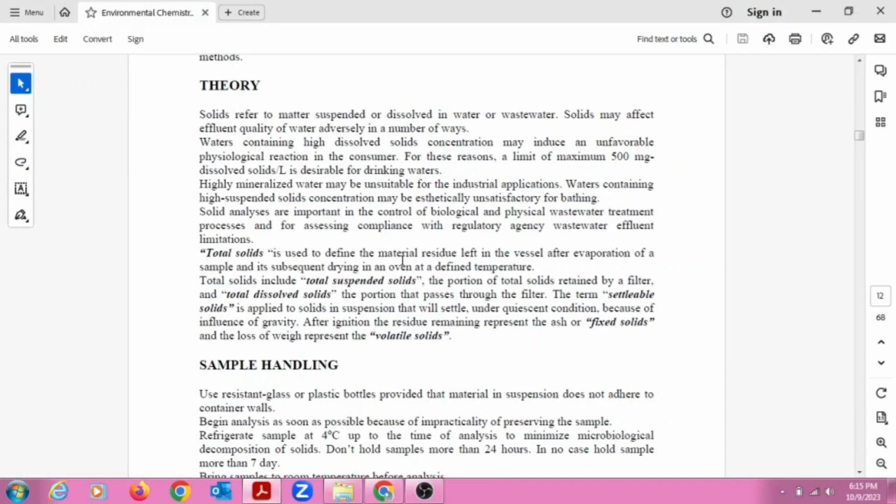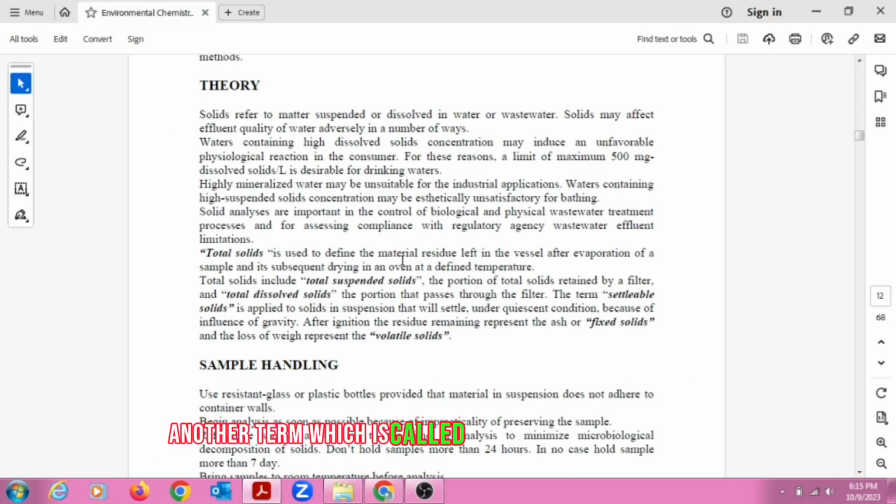Guys, today we'll learn about the different kinds of solids in water, which is just the theoretical discussion. In our next videos we'll do the practical demonstration to find out the different kinds of solids in the water. The term solids basically refers to the matter which is either suspended or dissolved in water, wastewater or sewage.